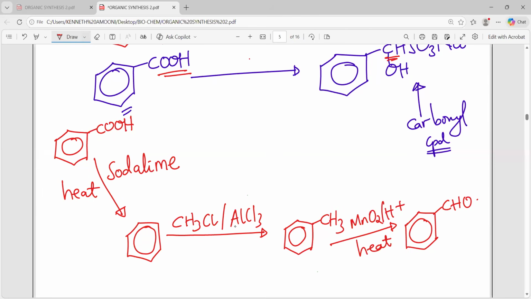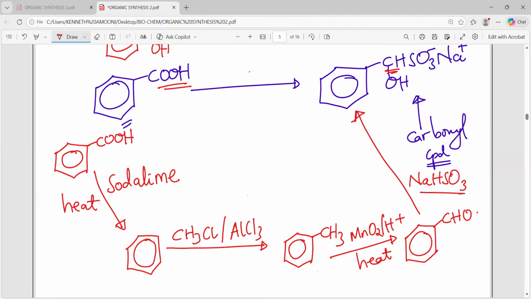Then after this, benzaldehyde can give us the final product by reacting it with sodium hydrogen sulfite, and you'd form the final product. So we say that this final compound is coming from a carbonyl compound, and the carbonyl compound in that case is benzaldehyde. So you flash back into your head: which reactions can give us benzaldehyde?